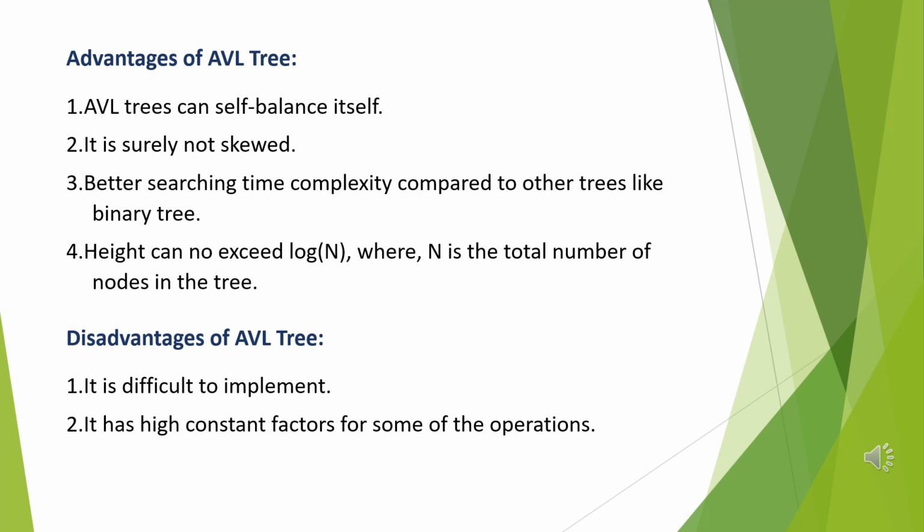You can see that AVL trees have advantages as well as disadvantages. The advantages are that an AVL tree is self-balancing and it is not skewed. It has better searching time complexity compared to other trees like a binary tree. Height cannot exceed log n. Now the disadvantages are that it is difficult to implement. It has high constant factors for some of the operations.